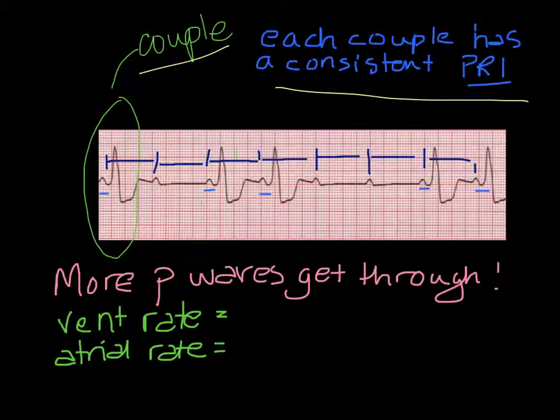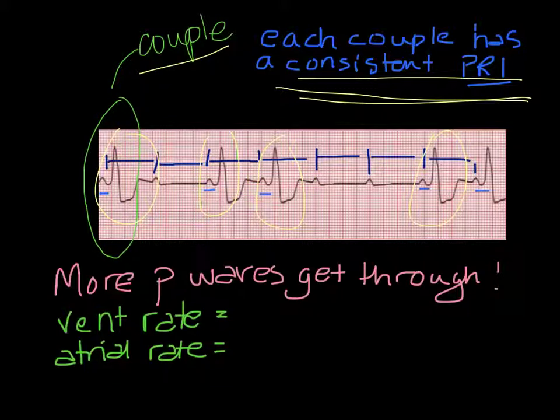So if you look at the ones that are noted here, you will see that each time there's a couple, that interval is consistent. That is really important in figuring out the difference between your second degree type 2 and your complete heart block or your third degree block. Now you notice more P waves got through because the bouncer likes P waves. Okay, he likes the P's, so look at all the P's that get through.